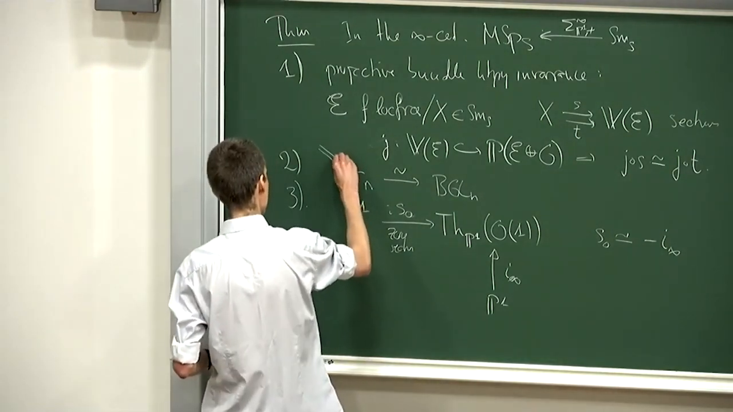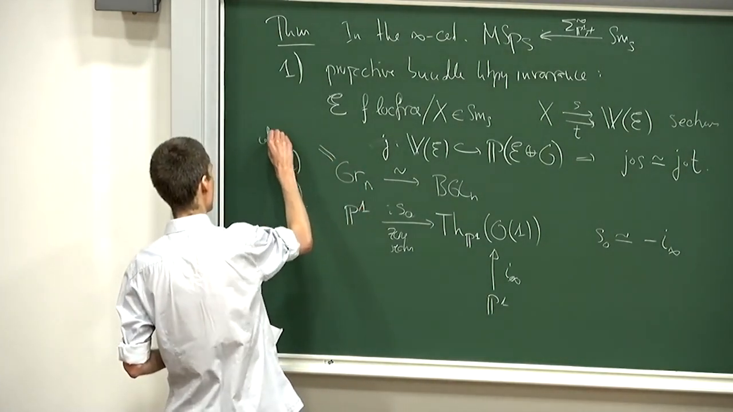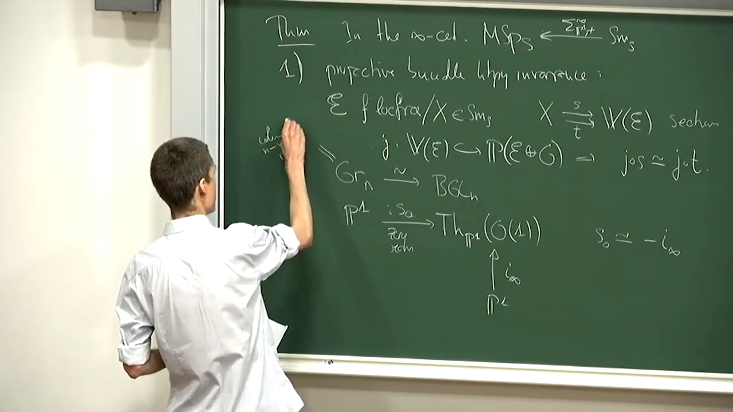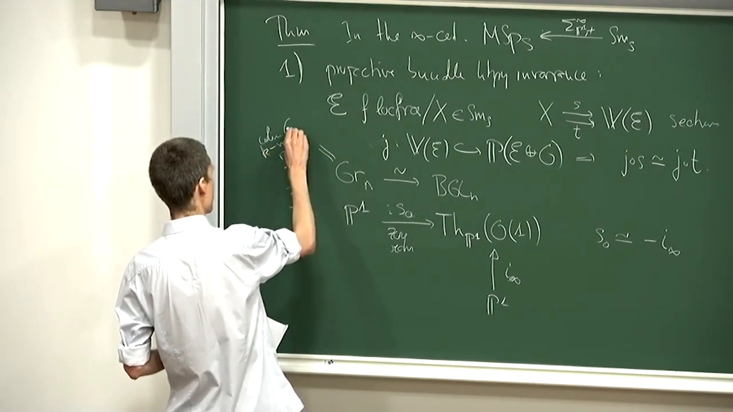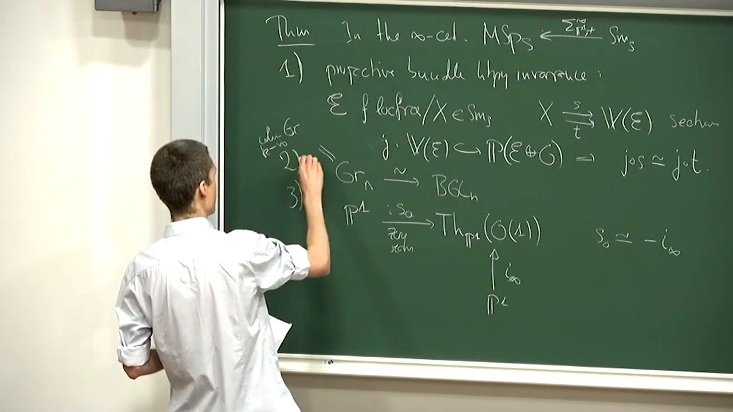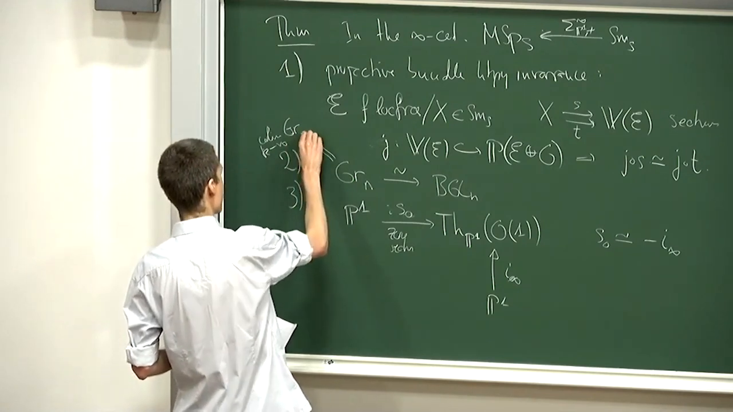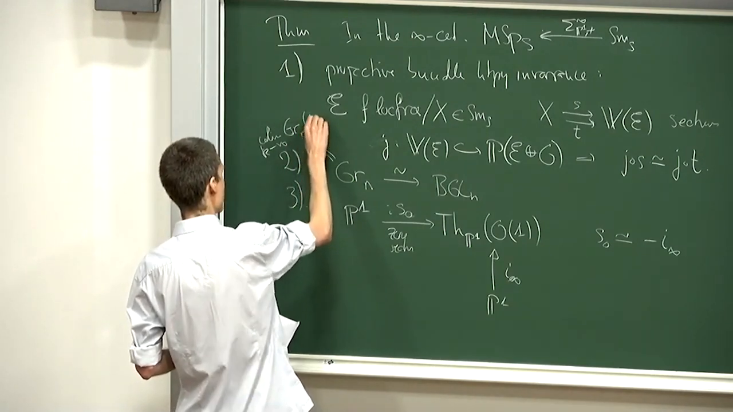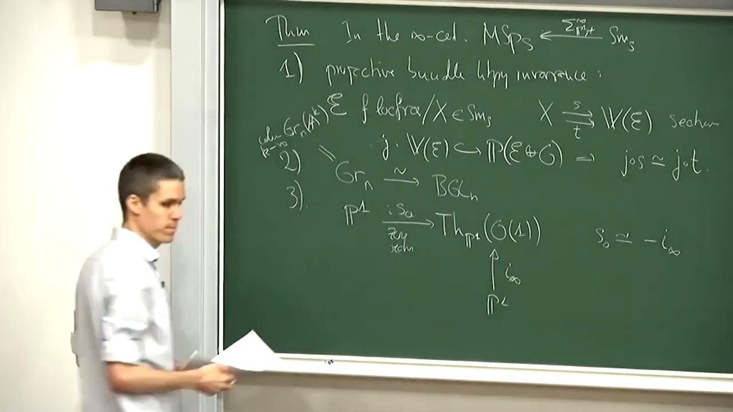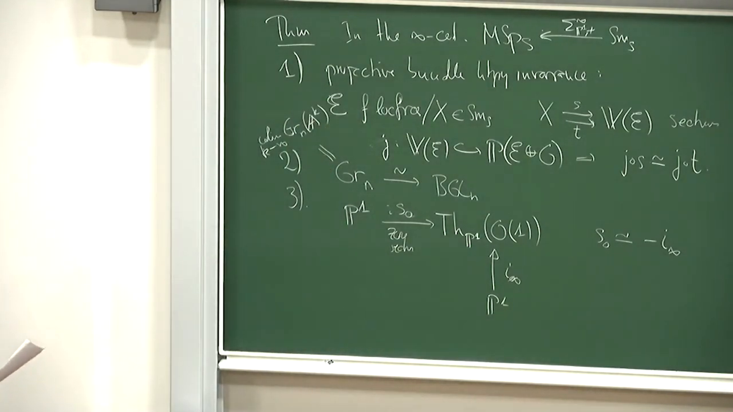Exactly. So this one is the colimit, n goes to infinity, of k goes to infinity, of Grassmannians of n-planes in A^k.